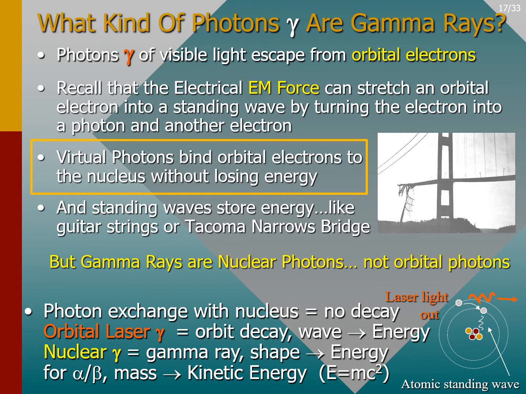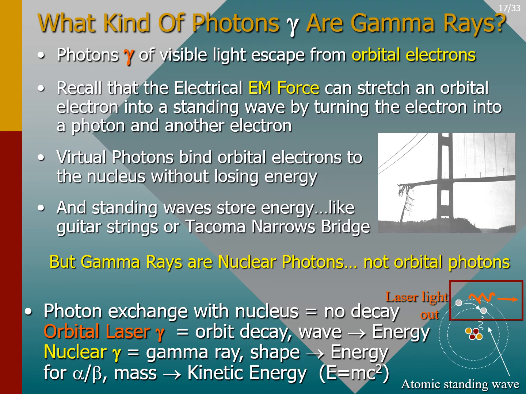Usually, an orbital electron just exchanges photons with the nucleus and no energy is lost from the atomic standing wave, and no orbit decay occurs. But sometimes a photon separates from an orbital electron and doesn't exchange with the nucleus. In the case of a laser diode or laser pointer, we see the photon leave atomic orbit as a flash of light, and a lot of flashes add up to a beam of laser light.